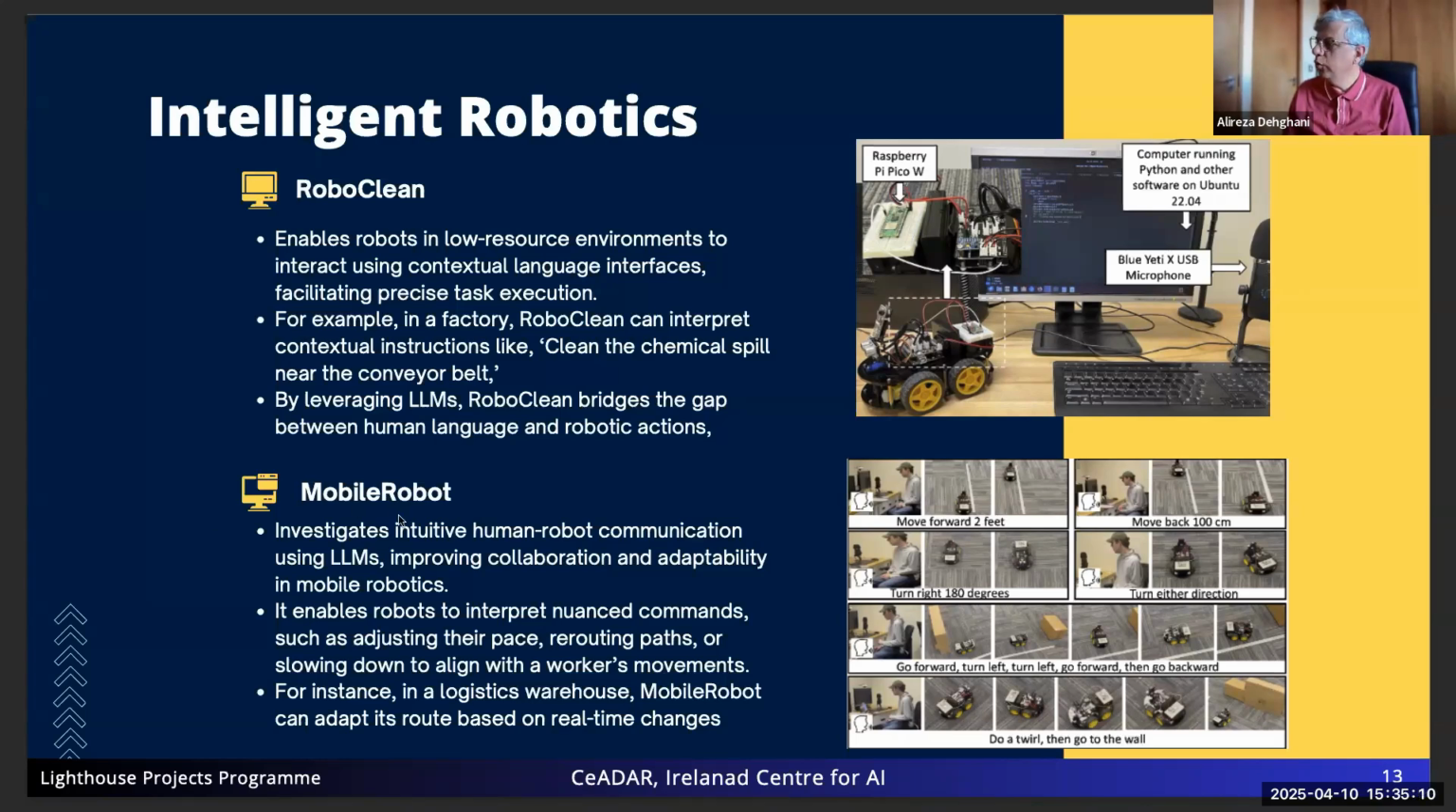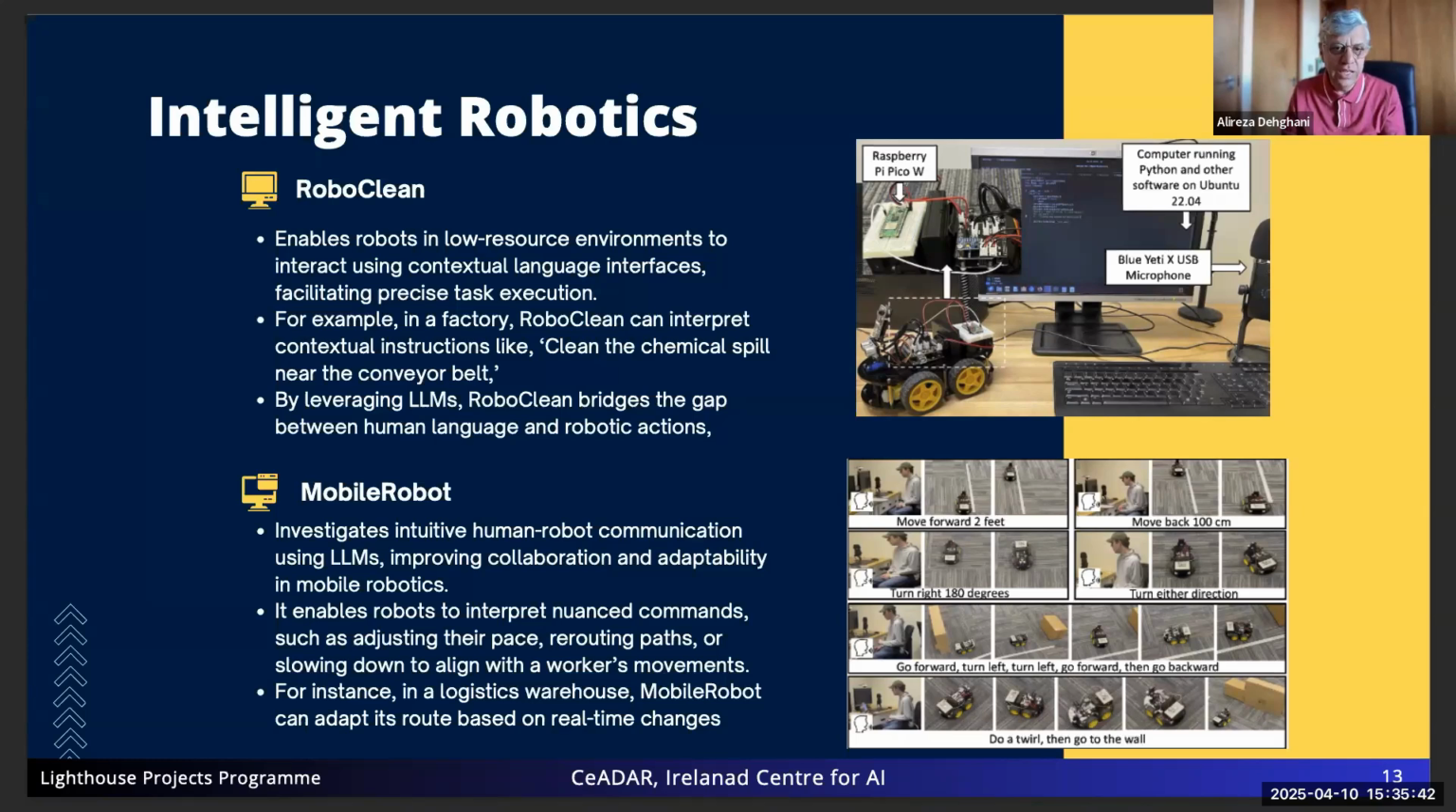What about the mobile robot? This is another interesting one. Okay, so it has been designed to help robots collaborate with people in dynamic environments. So you are a worker, you are someone in a dynamic environment, and that robot can help you a lot. For example, in a warehouse or construction site, it can help the robot interpret human instructions and adjust its movements in real time, right?